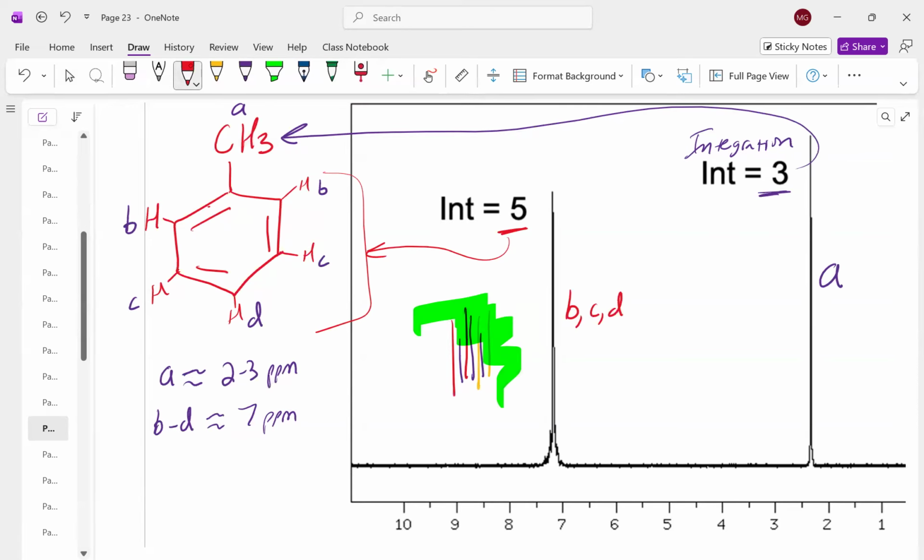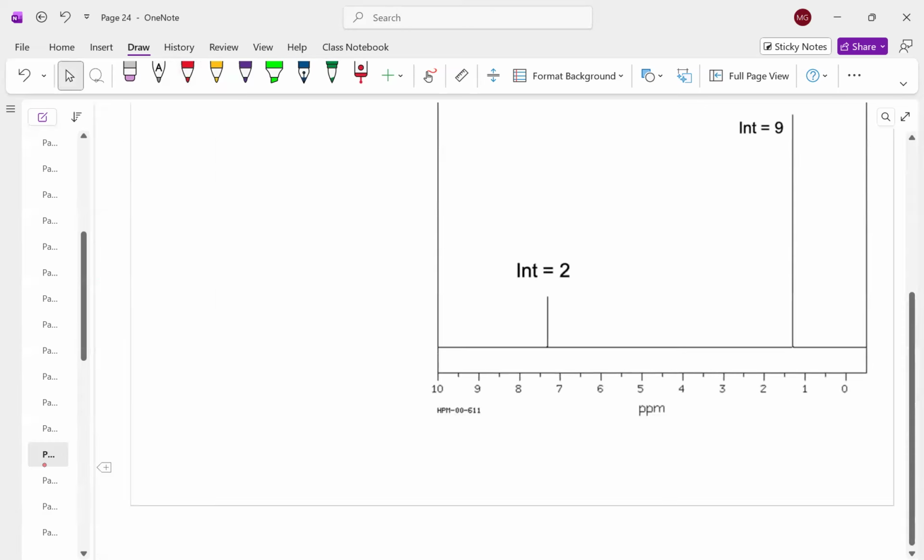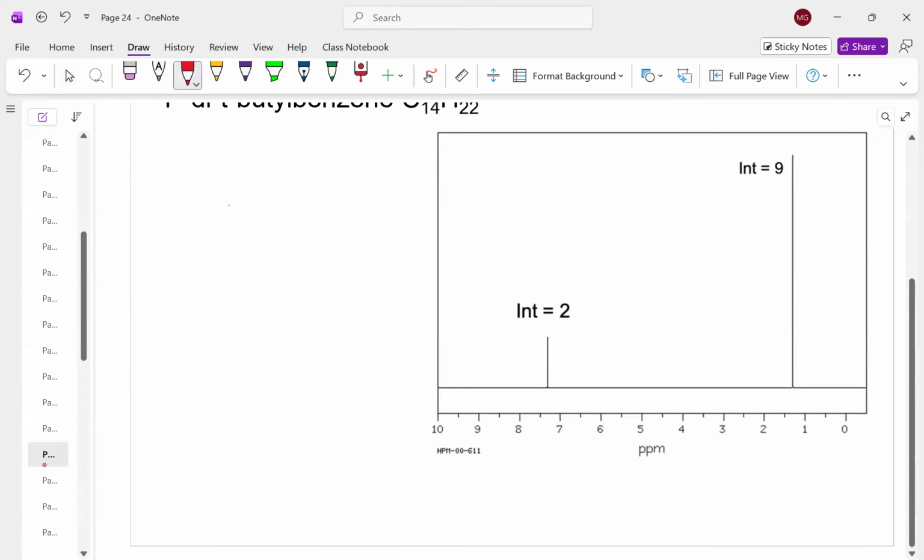All right, let's look at another example. So here is para-di-tert-butylbenzene.